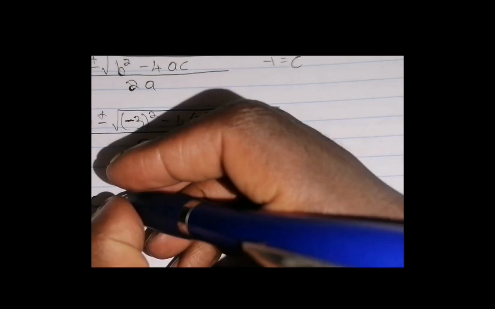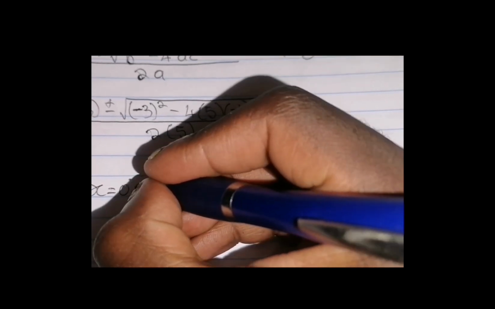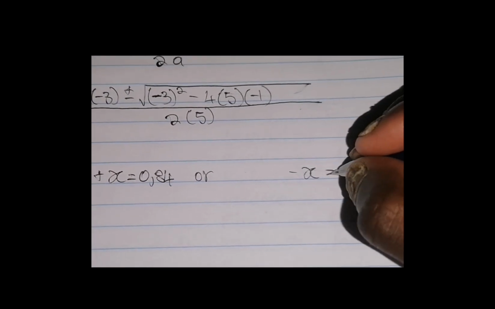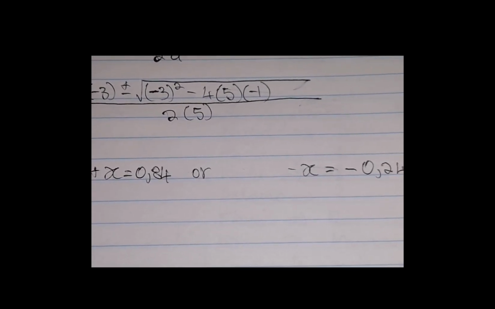So the positive value of x is 0.84. You round it off to 2 decimal places, and the negative value of x is negative 0.24.